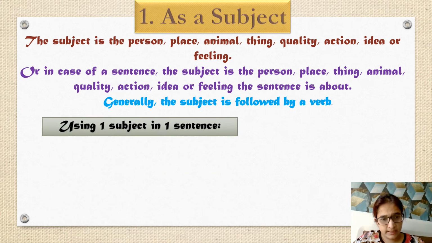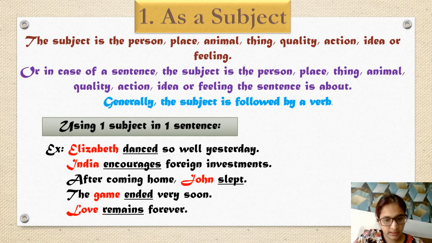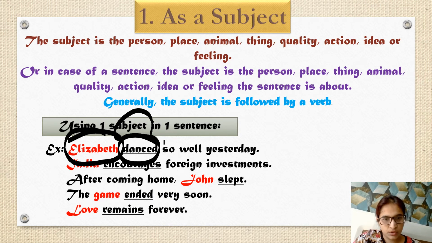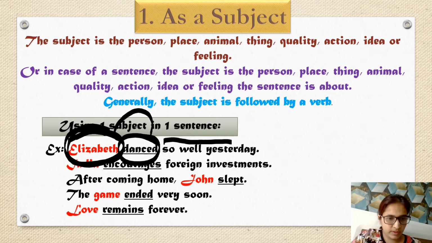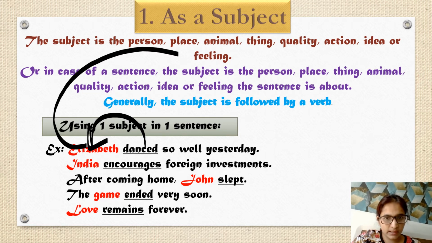First case is when you're using one subject in one sentence. So what is that? You have: Elizabeth danced so well yesterday. So whom are we talking about here? We are talking about the subject, who is Elizabeth, and it is followed by a verb. What was she doing? She danced so well yesterday. So in this case, the subject is Elizabeth. The verb after that is also talking about Elizabeth. So Elizabeth is used as a subject here.